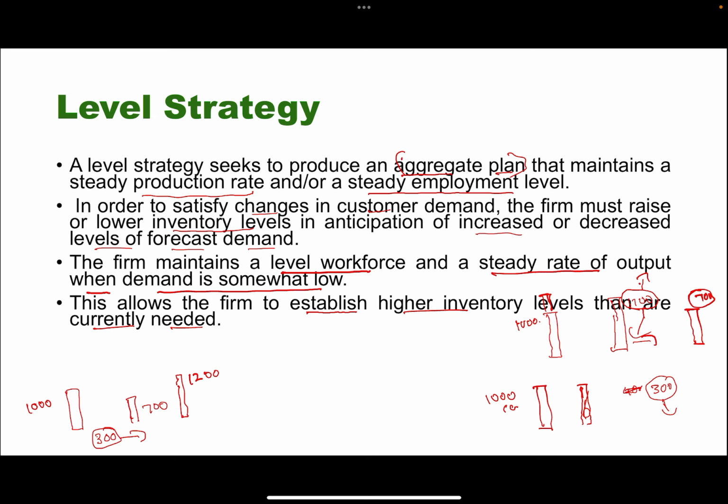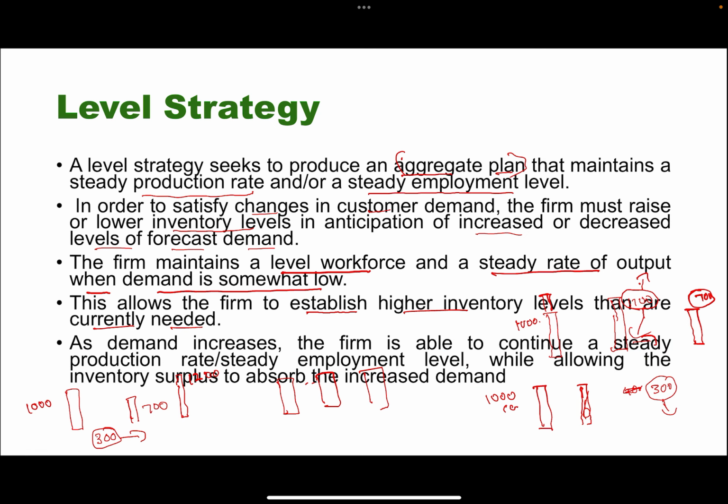Okay, like that. So the production is maintained at the same level, but we are using the inventory that is stored whenever it is needed. So the demand is met using inventory. As the demand increases, the firm is able to continue a steady production rate or steady employment level while allowing the inventory surplus to meet the increased demand.